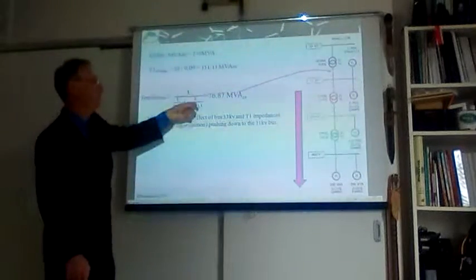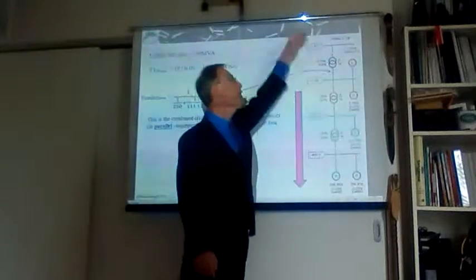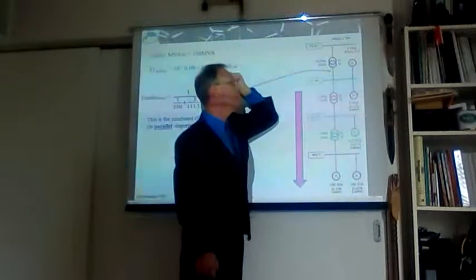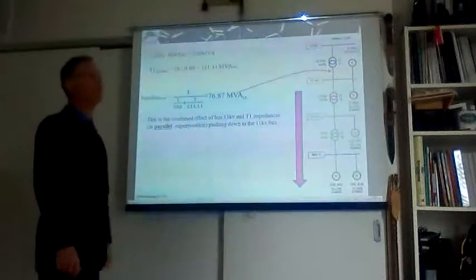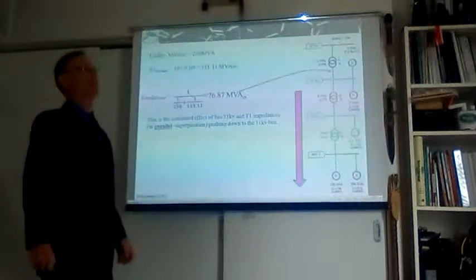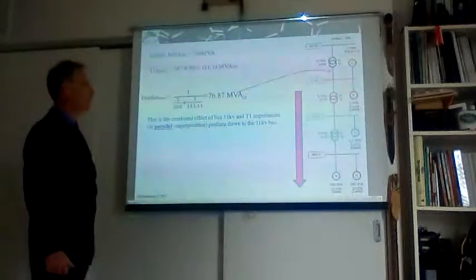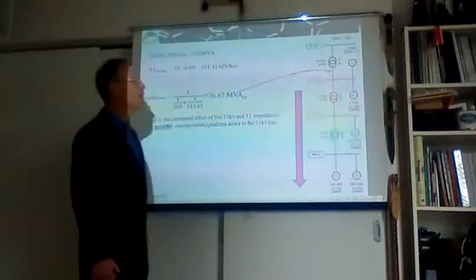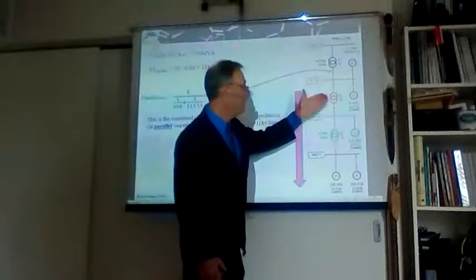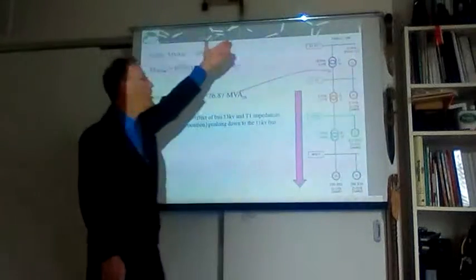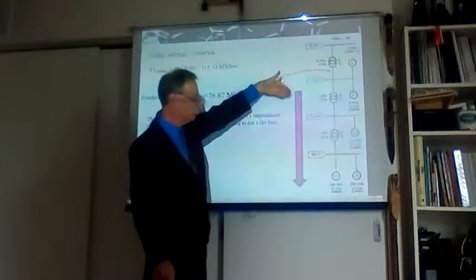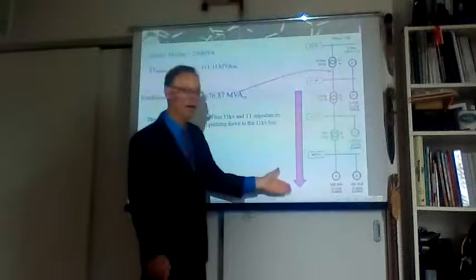That superposition that is being done by the transformer, the incoming MVA capacity and the outgoing MVA capacity, behaves like impedances in parallel. That will be the way we calculate for each and every transformer. And we are going from the top down, down, down, down, down.